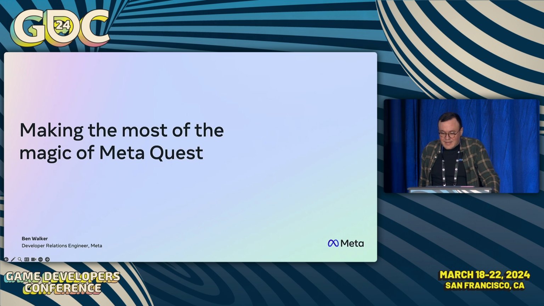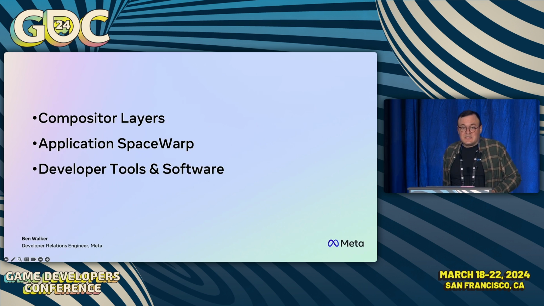Anyhow, this talk is slightly different from the other talks that you're going to see on this Meta track we have at GDC, because I am not talking about anything new over the past year. So I'm mostly discussing two older tools called Compositor Layers and Application SpaceWarp. These have both been around for at least 2 years.